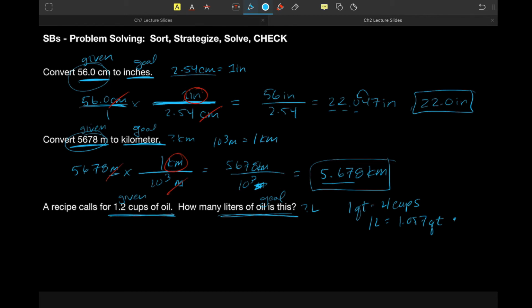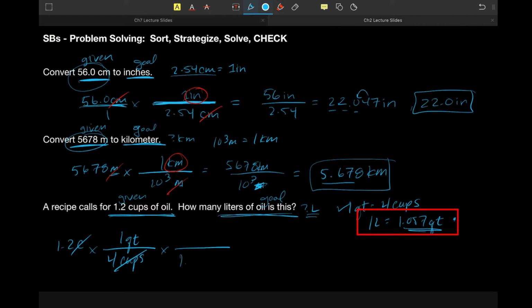All right, so same principle though. I'll start with my given, 1.2 cups. And then my conversion factor now is I need to find one where cups will cancel. So I'm going to use this one. 4 cups goes on the bottom because that needs to cancel. 1 quart will go on the top. My cups cancel and I've converted to quarts. But I'm not done because quarts is not my goal. Liters is my goal. So same principle. Now I'm going to put quarts on the bottom. And then I'll put my 1 liter on top. Then quarts cancel, and liters are all that remain, right?